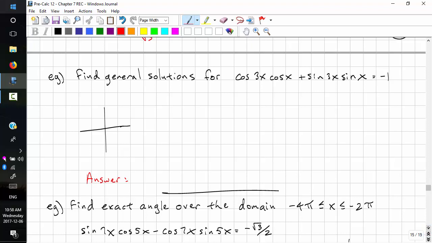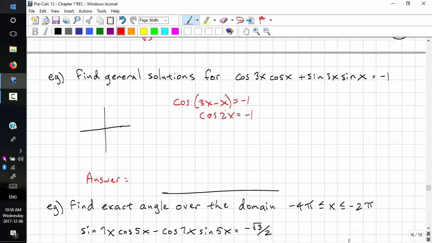Another problem, find the general solutions for cos 3x times cos x plus sine 3x times sine x equals negative 1. Okay, cos times cos plus sine times sine, that tells us that we're using the cosine identity. We have cos(3x minus x) equals negative 1. We have cos 2x equals negative 1.